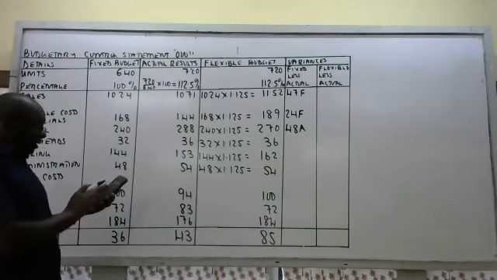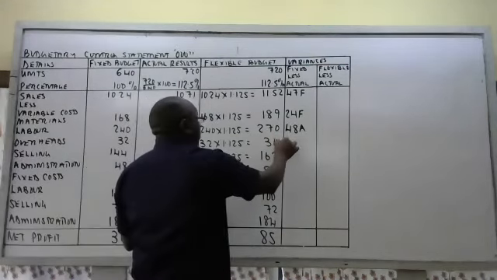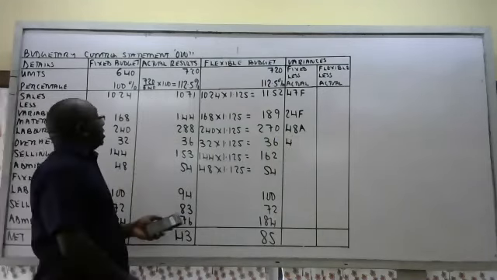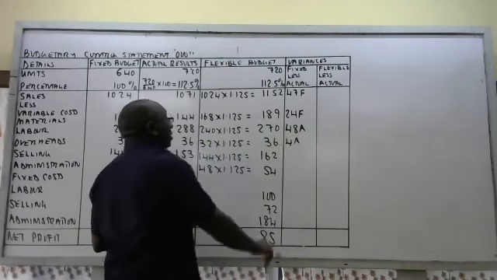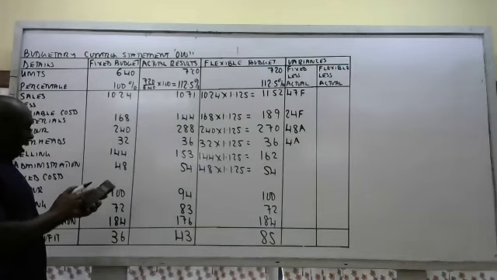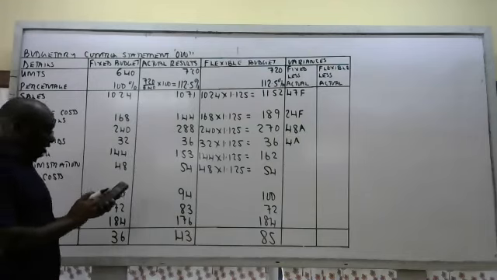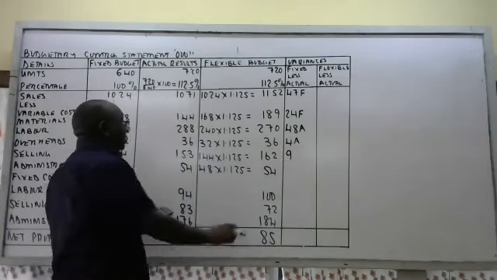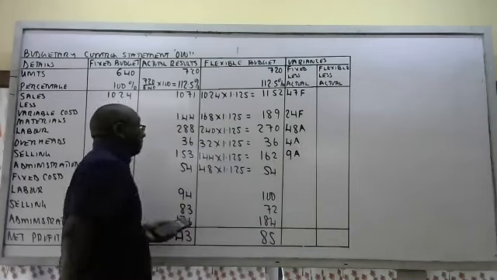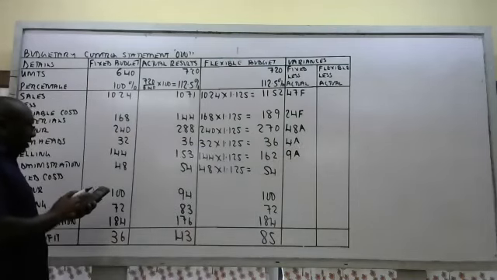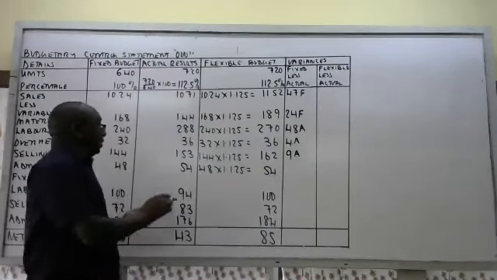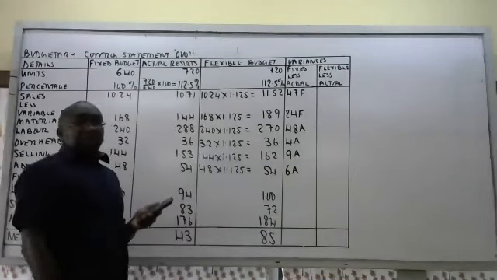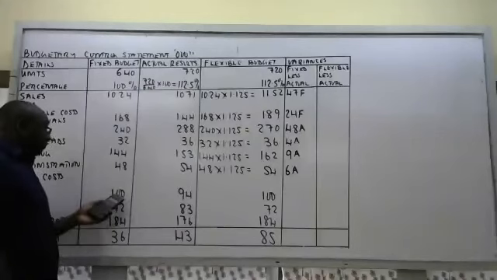That 2 minus that 6 is 4. That variance is adverse because the actual is higher. Then 144 minus 153 is 9, and that one is also adverse because the actual is higher. 48 minus 54 is 6, and the variance is also adverse because the actual is a higher cost.